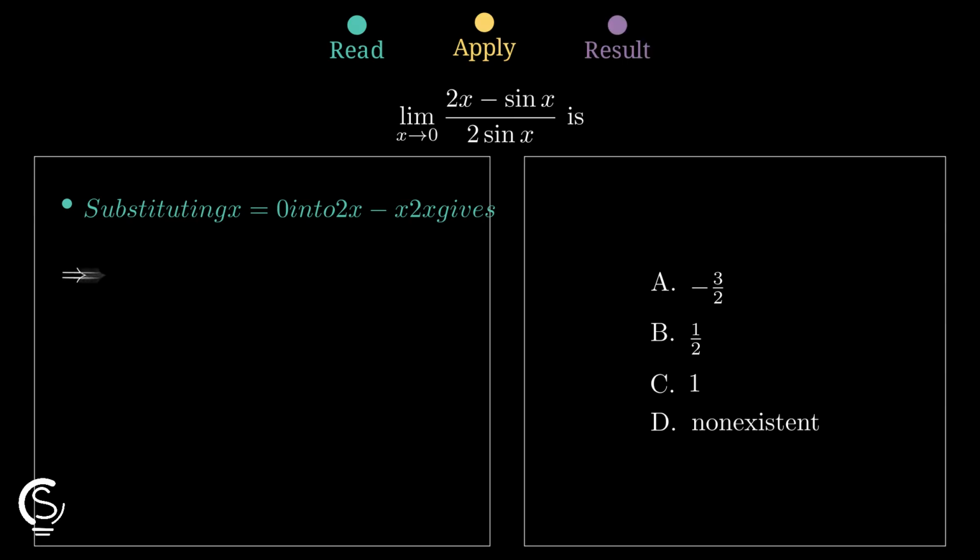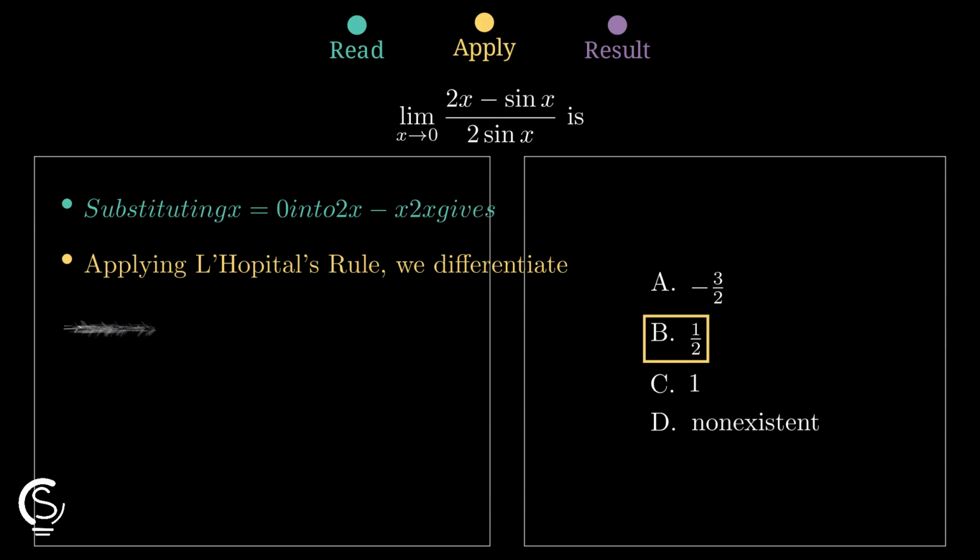Now plug in 0 again. Since cosine of 0 is 1, we get (2 minus 1) over 2, which equals 1/2.